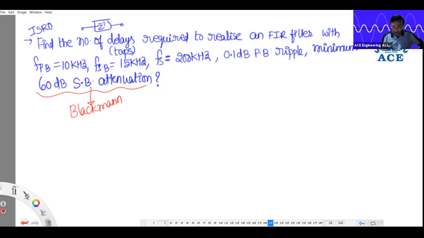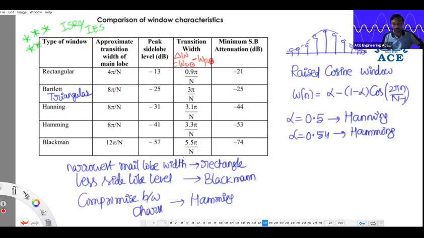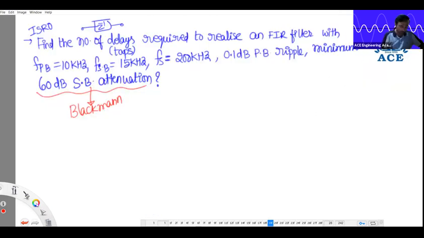Blackman window. In the case of Blackman window, what is the formula for transition width? In the case of Blackman window, the transition width formula is 5.5 pi divided by N.